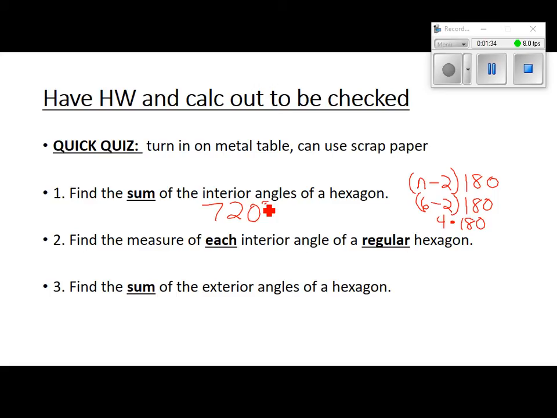Find the measure of each interior angle. How are you going to find each? This is what you got to be careful of on these. Divide. You're going to take that same formula, n minus 2 times 180, and once you have it, you just divide it by how many sides it has. So we already found the 720 up here. What am I going to do with that? Divide it by 6.